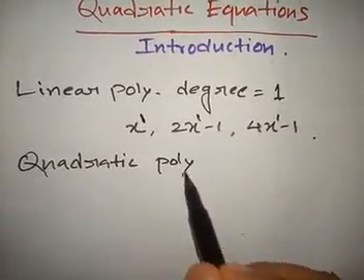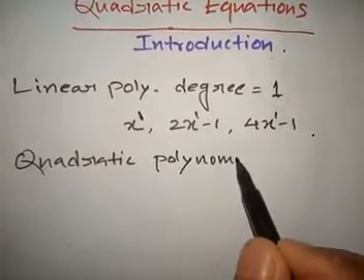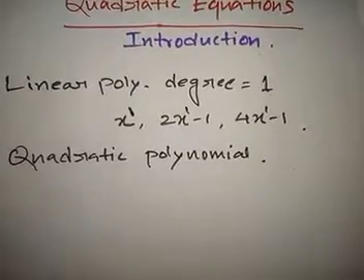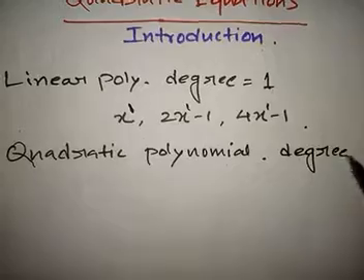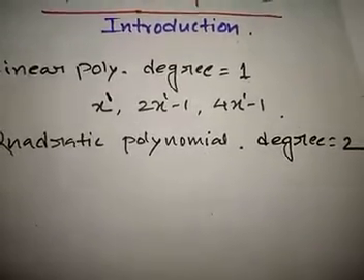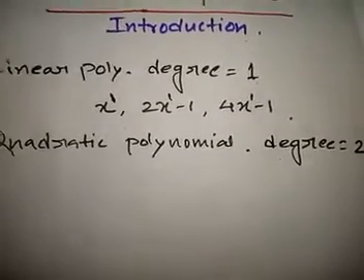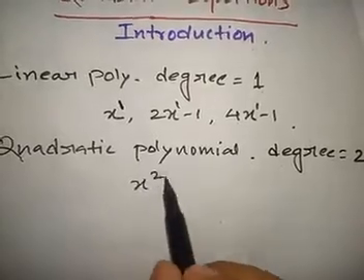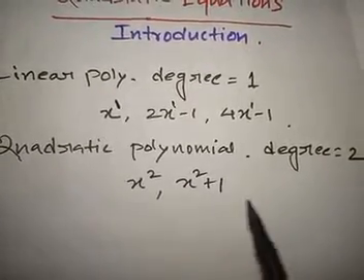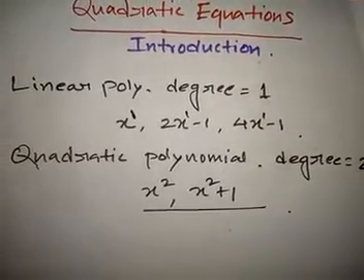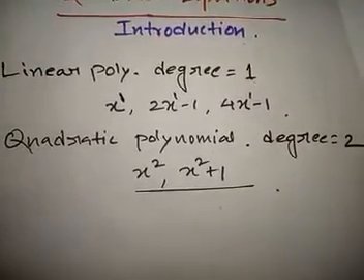Now the next one is quadratic polynomial, where the degree is 2. For example, x square, then x square plus 1. These are examples of your quadratic polynomial.